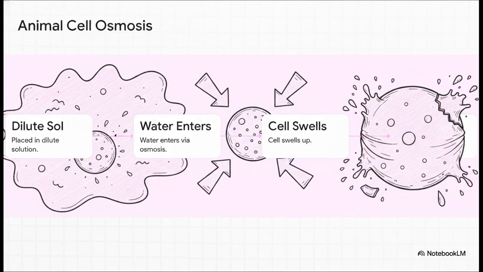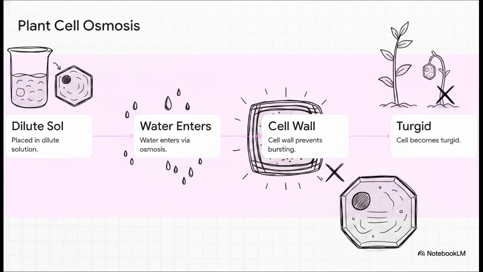And finally, step 4, because animal cells don't have any rigid outer structure to protect them, that immense internal pressure causes the membrane to just completely rupture and burst. Game over for the cell. But watch what happens when we swap that out for a plant cell. Step 1, it goes into that exact same dilute solution.